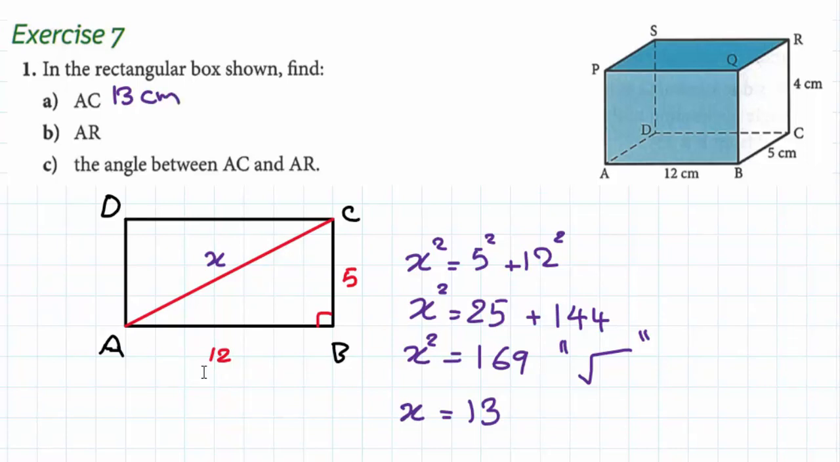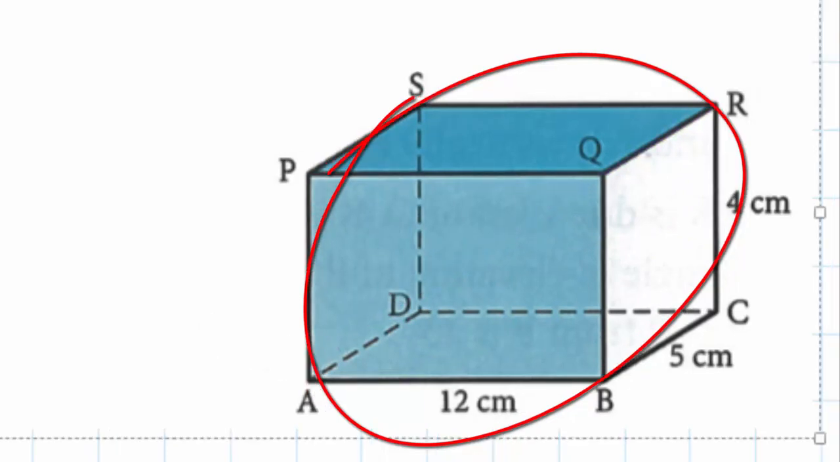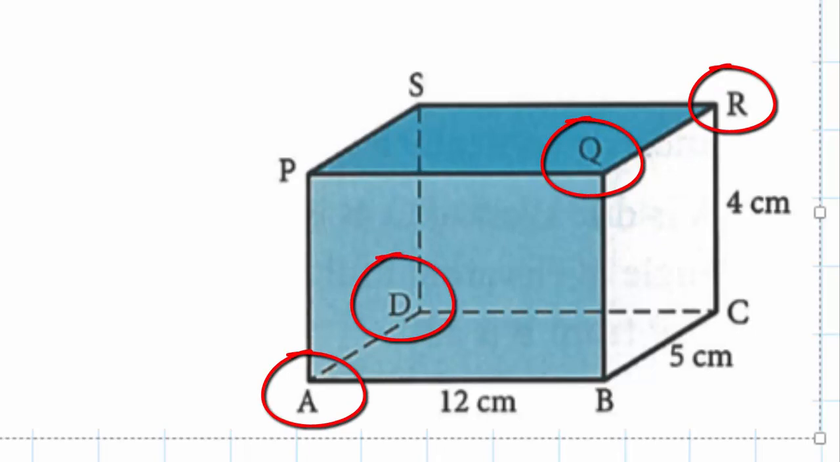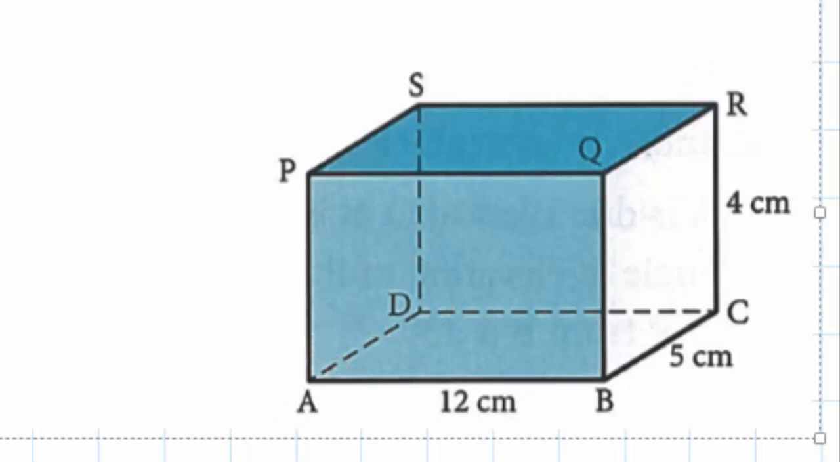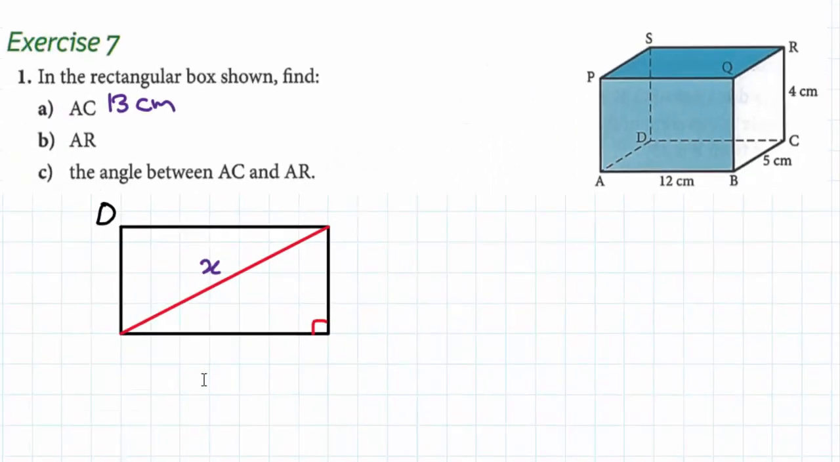Now part B, we're going to find AR. AR is here from this corner to here. Now we need to illustrate another rectangle because AR is the diagonal of a rectangle which is between AQRD. AQRD is a rectangle and AR is the diagonal of this rectangle. So let's draw a simple diagram to represent this rectangle that we want to work on. Again, it's about a rectangle and it's about finding the diagonal.